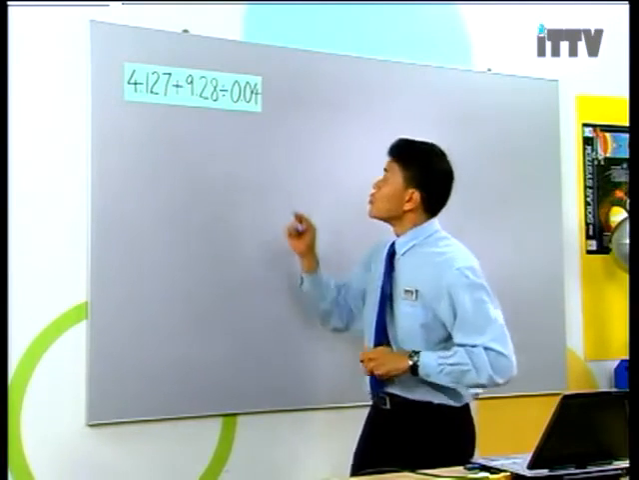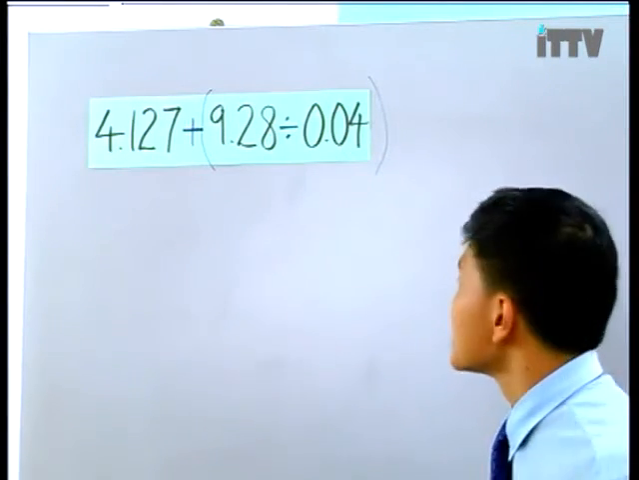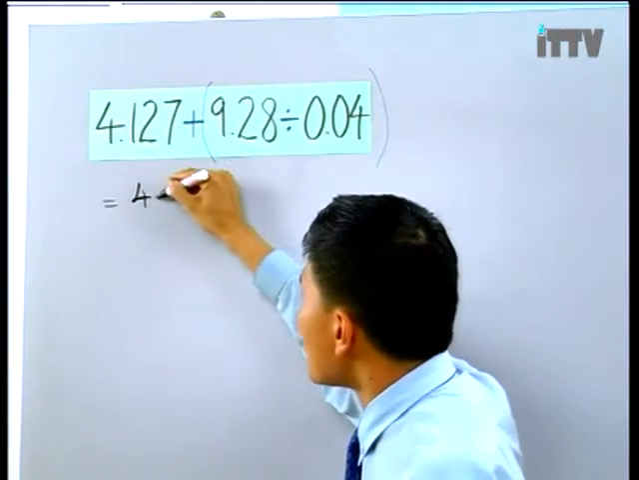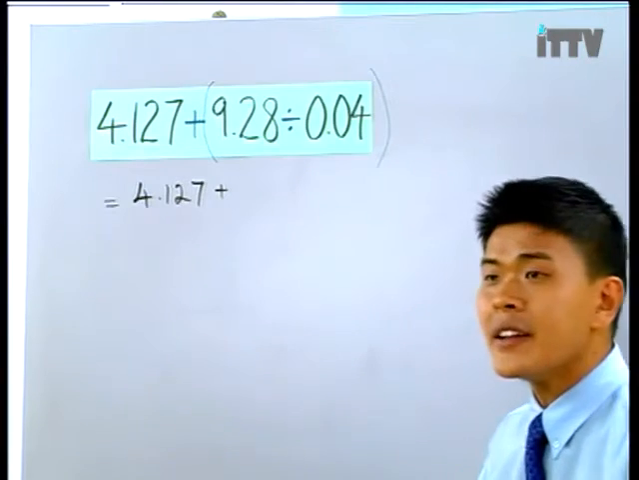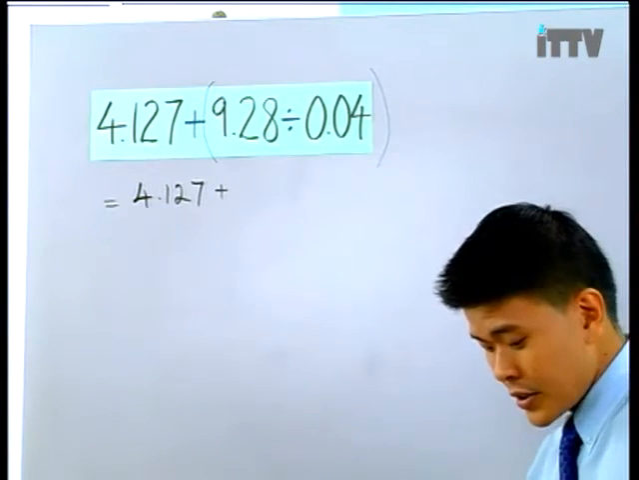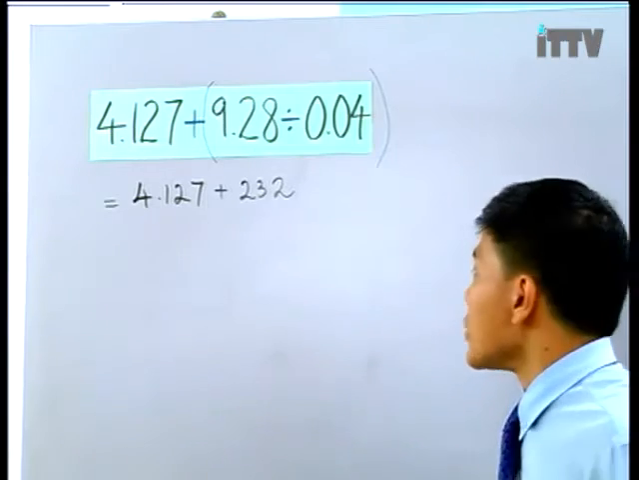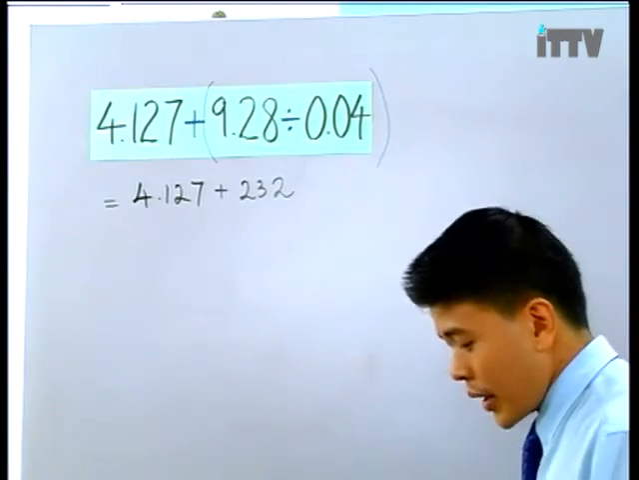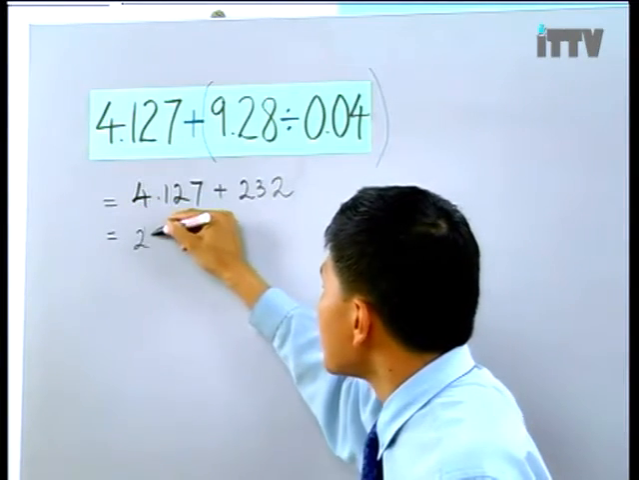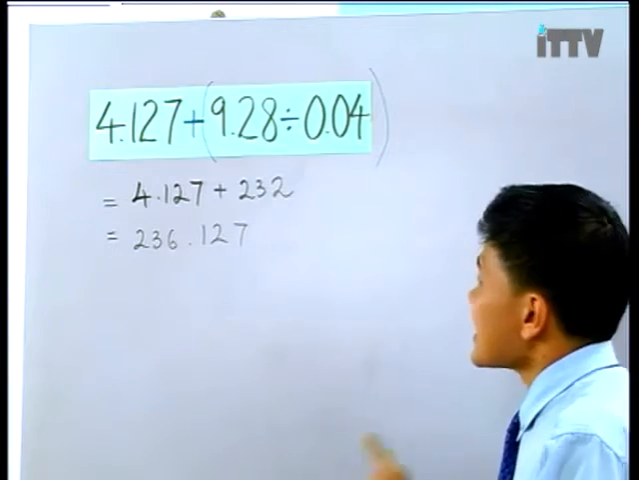To see which one to do first, just bracket the operation that needs to be done first. Leave out 4.127 because it is not involved yet, and the plus sign, and then use your calculator to compute 9.28 divided by 0.04, and you will get 232. Now we are just left with the adding operation. Add it to 4.127 and you will obtain an answer of 236.127. But look, this is the initial answer in six significant figures.